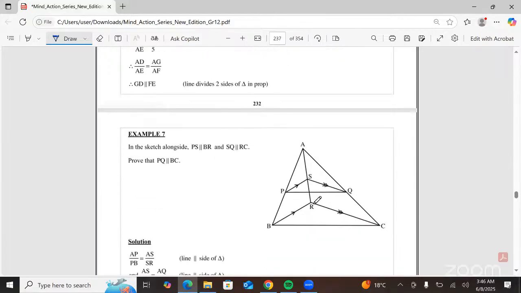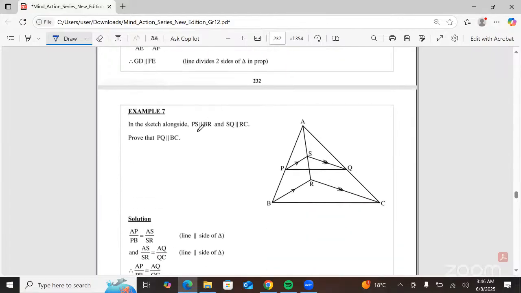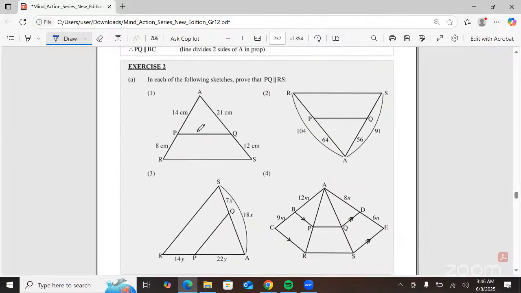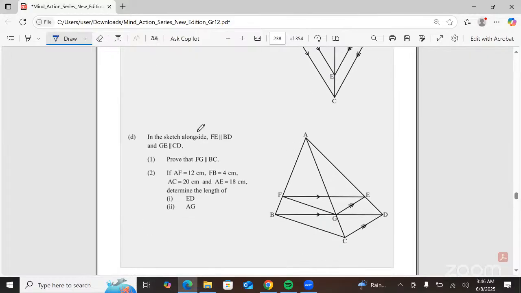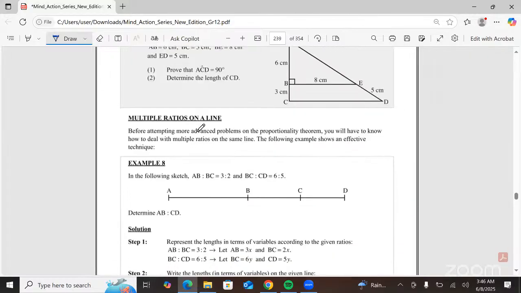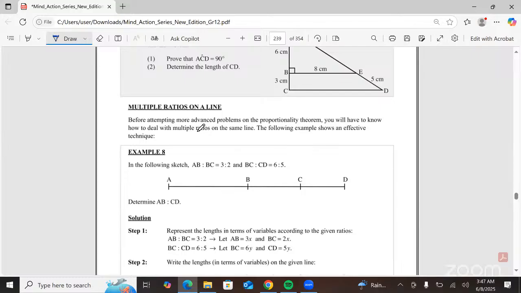Then let's go. Same applies with this example 7. You are just going to play around with your proportionality theorem until you prove whatever you are required to prove. So now let's quickly go to maybe this part for the multiple ratio on a line. Now to play around those ratios. Here, we are given the ratio for AB is to BC.